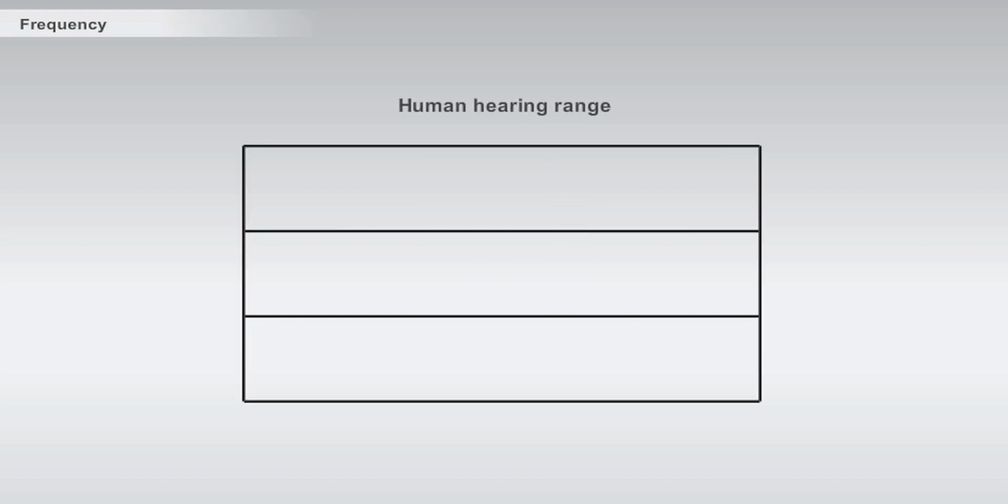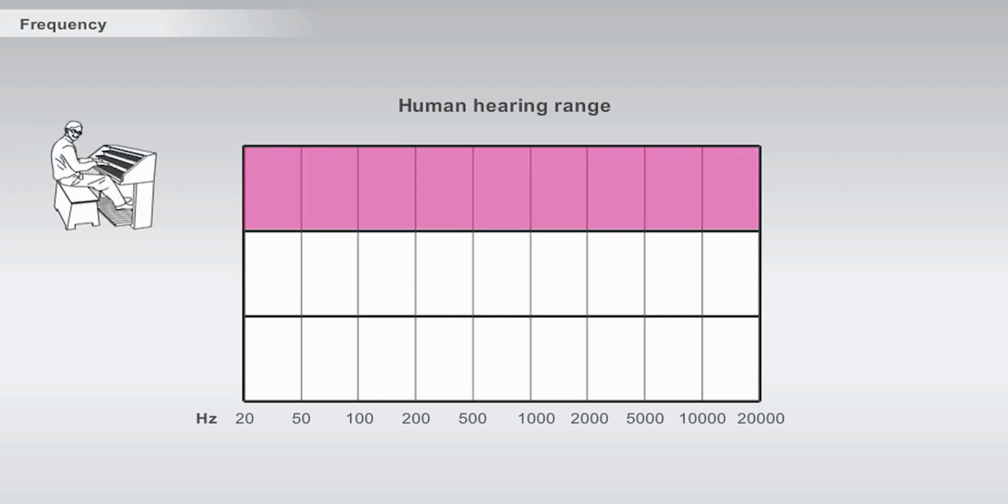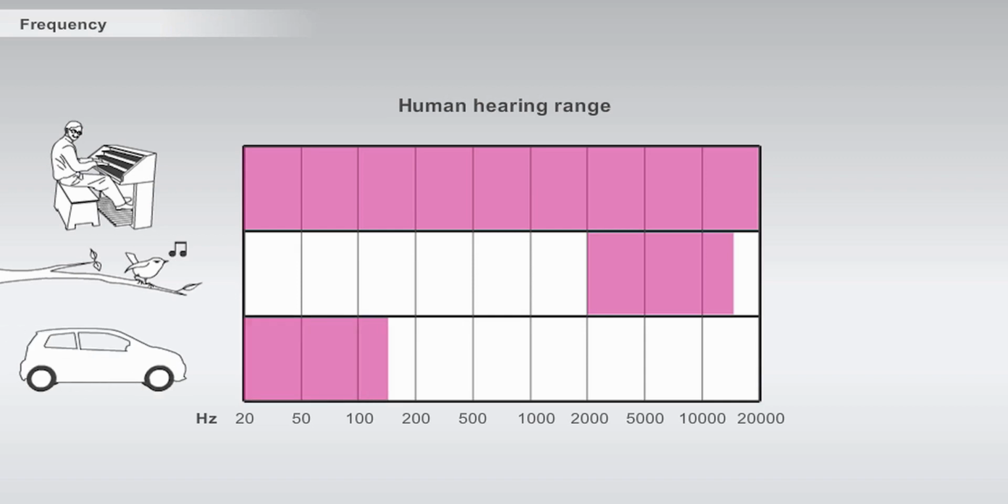Not all air pressure variations are perceived by the human ear as sound. Research has shown that the human ear is able to perceive sounds as low as 20 Hz and as high as 20,000 Hz. As an example, a musical instrument like the organ would cover the entire frequency range that humans can hear. Bird singing can be an example of the higher frequency range, and traffic noise covers the lower frequency range.